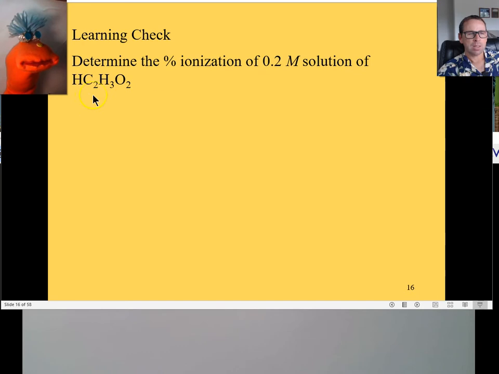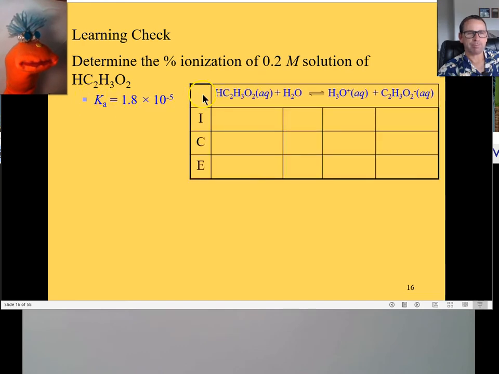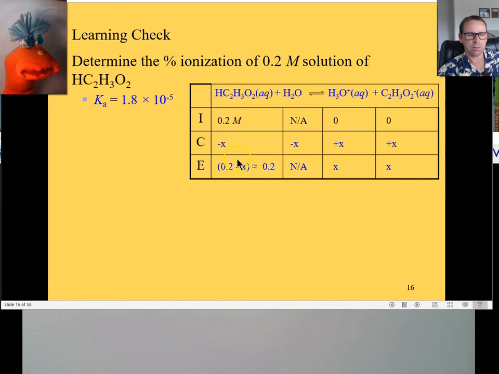Okay? This is done pretty much the same way. We create our ice table. We start with 0.2 molar here. What's going to be here? 0 and 0. What's going to be the change here? Minus x, plus x, and plus x. Very good. The equilibrium? 0.2. Can we drop that x? Yeah, we can drop the x, so it's just 0.2 here. And then x and x. X and x, very good. Then we are going to solve for x here.